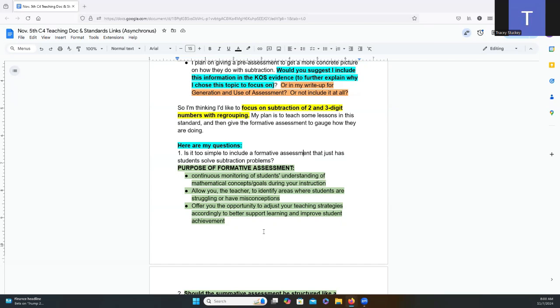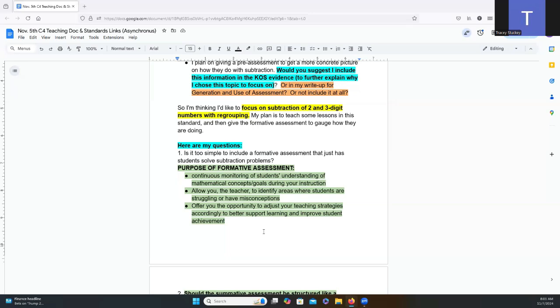So let's go back to the original question. Is it too simple to include a formative assessment that just has students solve subtraction problems? I think our mindset here around this assessment is the physical properties of it instead of what will I gain from this. So if we had, on the left side of a T-chart, the physical properties, and I'm thinking this is too simplistic and they're just solving subtraction problems. And then I put over on the right side of the T-chart, okay, each one of those problems that I've got over here on the left on the worksheet, am I able to analyze them?